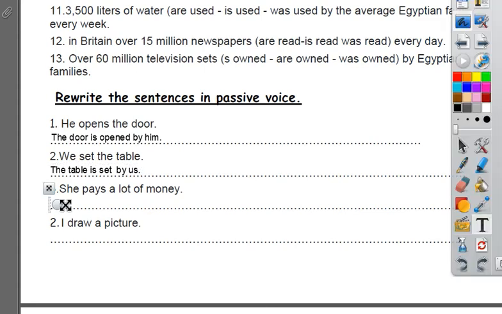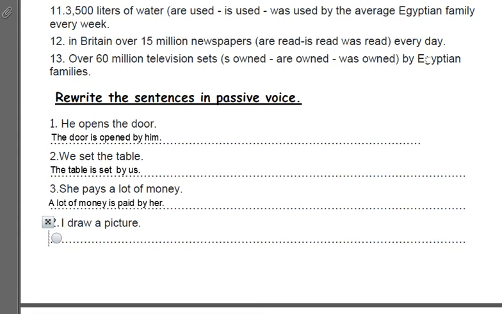Number 3, she pays a lot of money. The object is a lot of money. It's uncountable, so it has to be followed with is paid by her. Number 4, I draw a picture. The object is a picture is drawn by me.